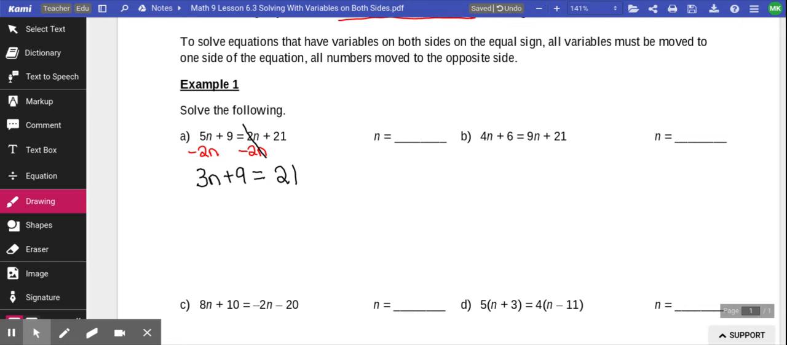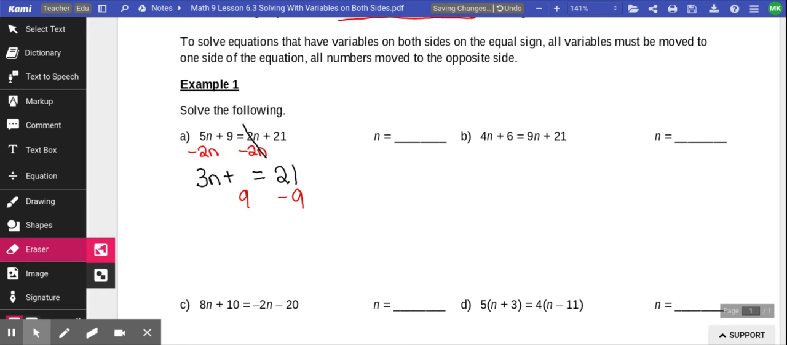Perfect. We've now successfully moved all of our letters to one side, which means this is now a 6.2 type question where I just have to get the letter by itself. To do that, I have to move things away from the letter n. The first thing I always move is any additions or subtractions. So this plus 9, I'm going to move by subtracting 9 from both sides. I then reorganize my work.